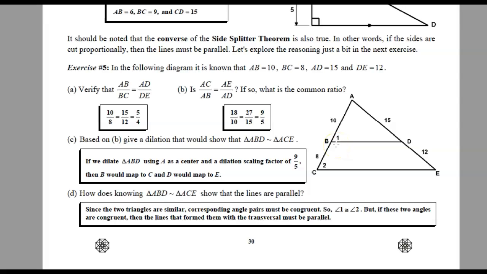So all of this concept, side splitter, similarity, it all kind of goes together. The one thing I want to make sure everybody heard is that if you are doing side splitter, that does not give you a scale factor. It only gives you a way to solve for missing segments. If you need a scale factor, you must use the entire triangle segment when you're trying to calculate it.